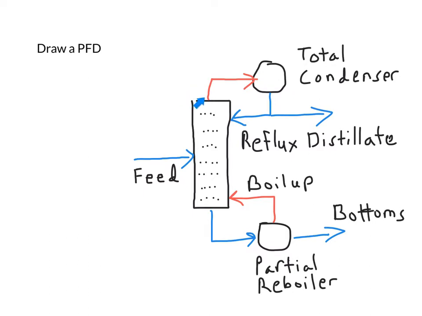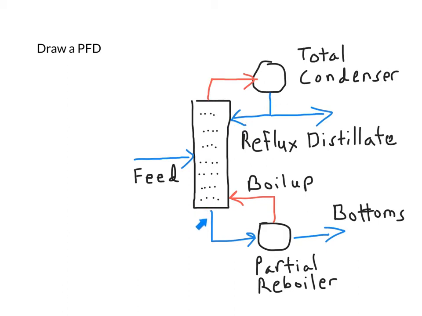The vapor leaves the top tray and goes into a total condenser. It's a heat exchanger that removes heat, and I put the vapor as red. It condenses the vapor into a liquid, and we'll assume usually that this is a bubble point liquid or saturated liquid. The liquid here is split. Part of it is taken as a distillate, which is our top product, rich in the light components. And the other part of it is returned to the column as reflux.